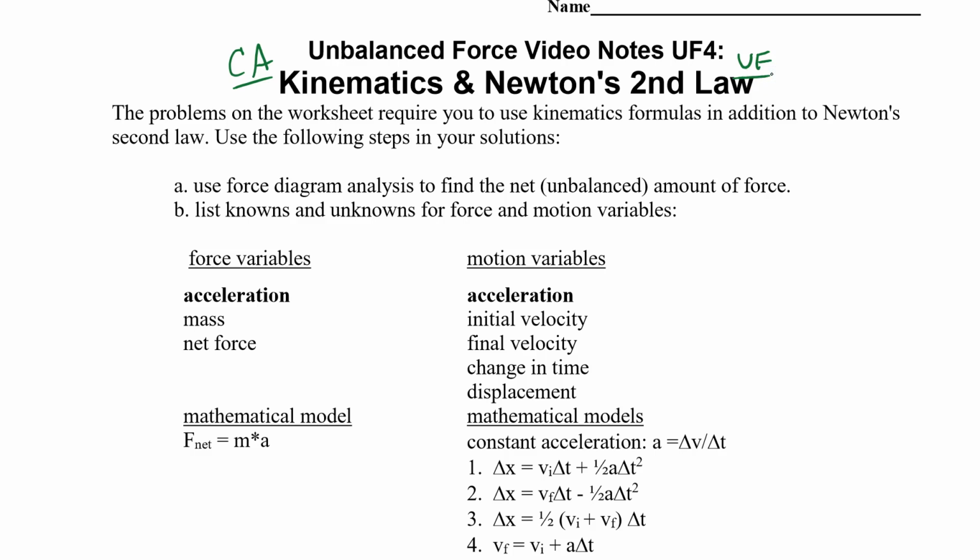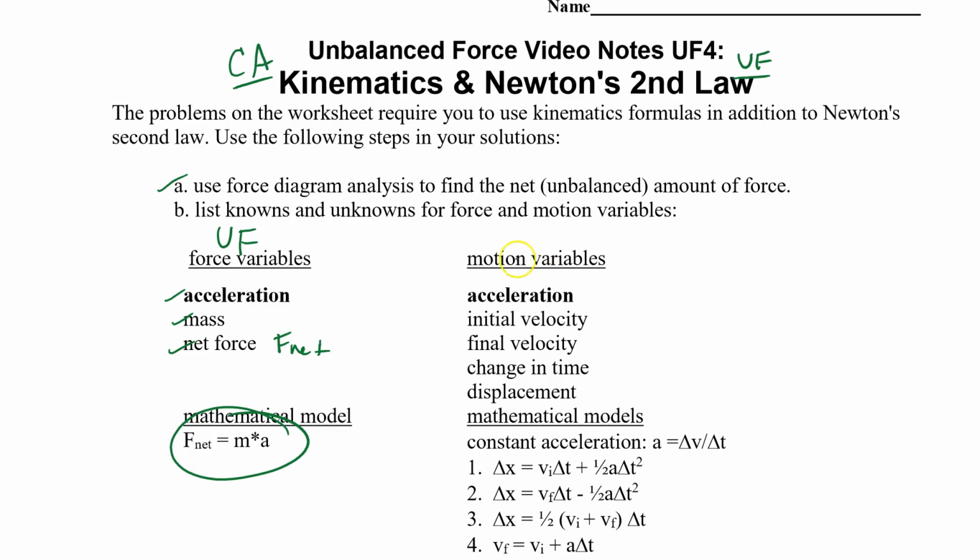So for most of these questions, we're going to follow these steps. We will use a force diagram to find the net, or the unbalanced amount of force, and we're going to list all our unknowns. So in the unbalanced force model, the three things that we're looking for are acceleration, mass, and net force, or Fnet as we often write it. And here's the mathematical model of how those three fit together.